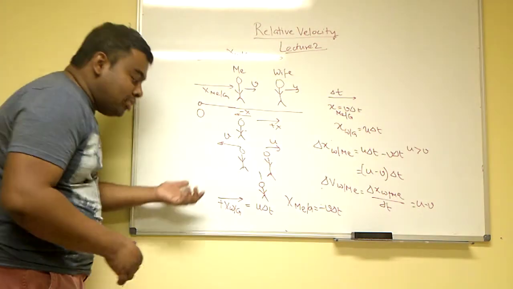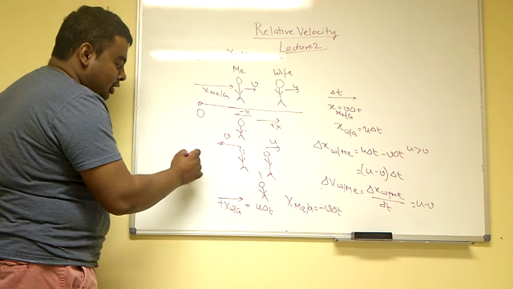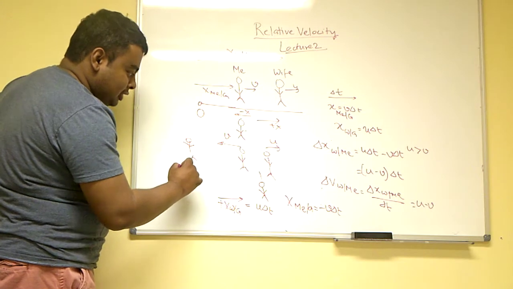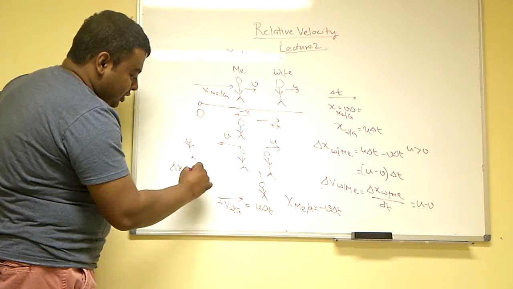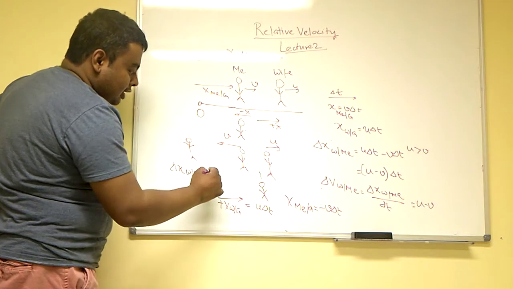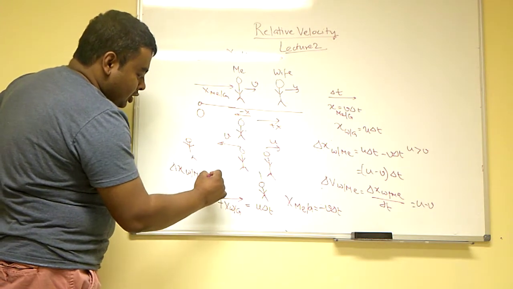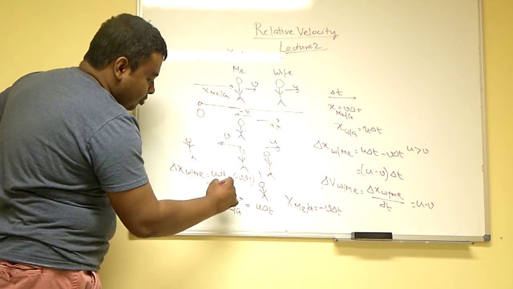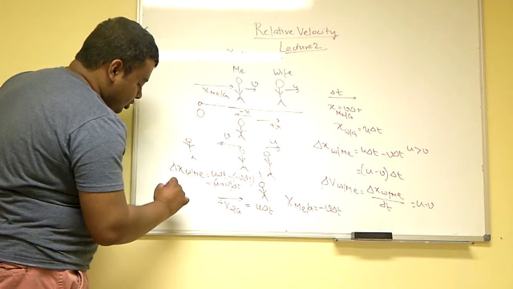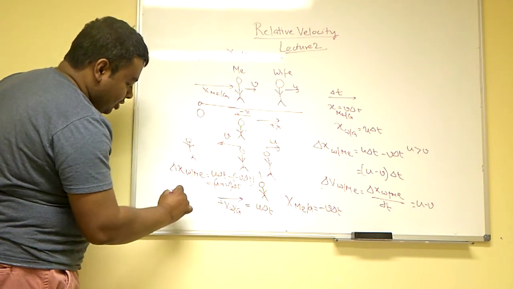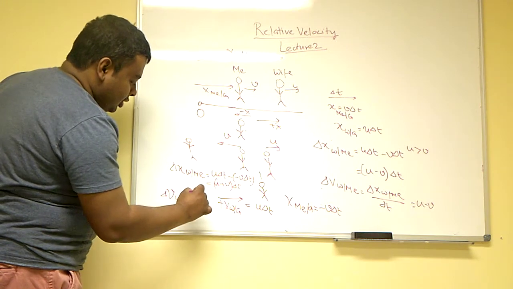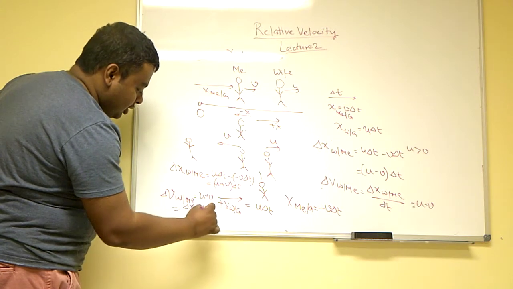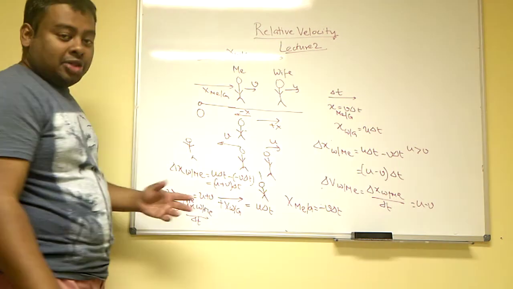So with respect to me, the absolute value of the distance delta x of my wife with respect to me is u delta t plus v delta t. So it is (u plus v) delta t. So the relative velocity of my wife with respect to me is u plus v, given by delta x of wife with respect to me divided by delta t. So hope this is clear.